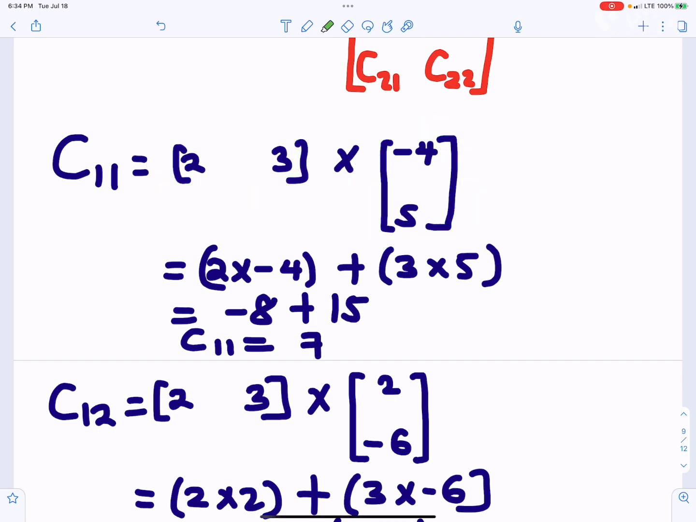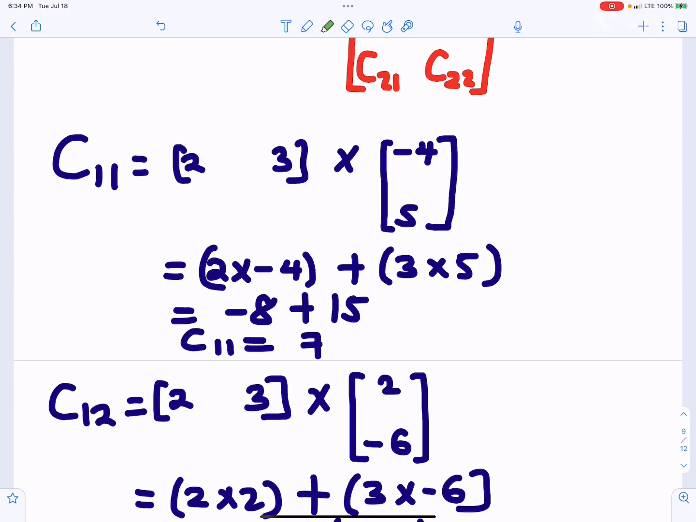And this is how we do the multiplication. I'll do 2 times minus 4, write minus 8, then do 3 times 5. That will give me what? 15. I'll add minus 8 to 15 to get my answer. So my answer is what? 7. That means the product AB we have 7 in the first row and first column.